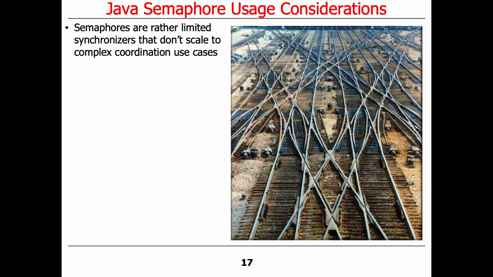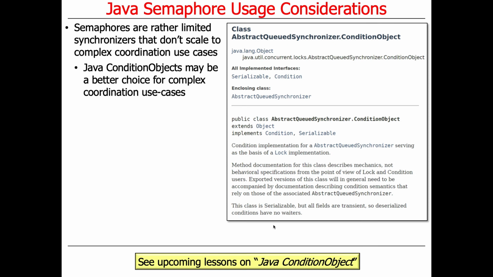Another problem with semaphores is they're actually rather limited. All they do is keep a count. It goes up and down. And so if you have more complicated coordination use cases, they may be more trouble than it's worth. And in some situations, as we will see as we get further along in the course, other more sophisticated coordination-oriented synchronizers, like Java condition objects, may be a better choice for complex use cases. And we'll also be talking about those things, obviously, very soon.